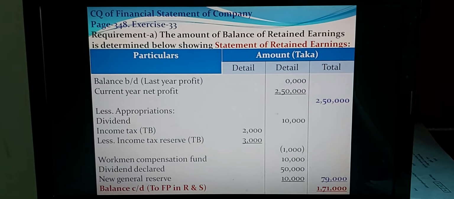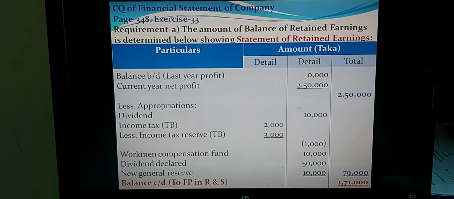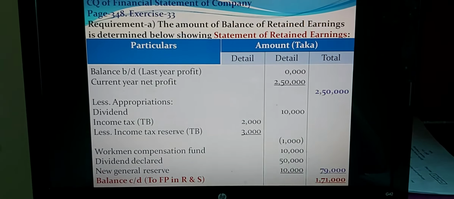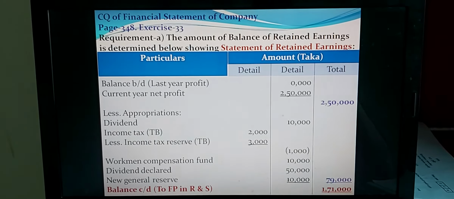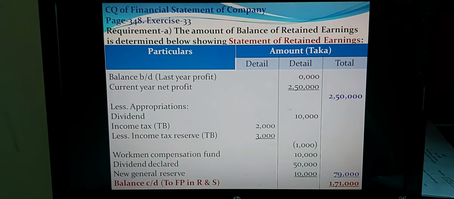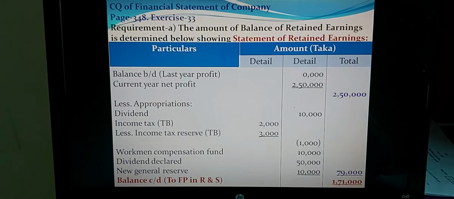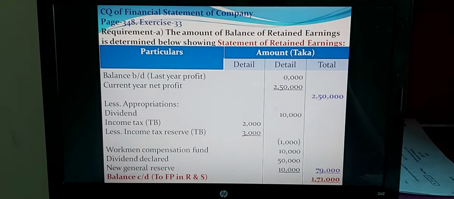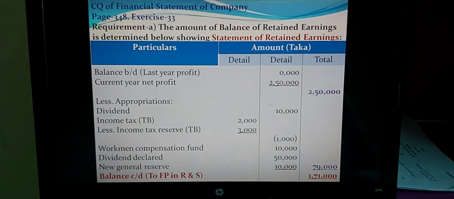Third one, workman compensation fund. It is from adjustment number 1. Some moments ago I have already said, when any kind of fund or reserve is created, then it is treated first as appropriations. So workmen compensation fund is treated as appropriations of retained earnings statement. Now you can write it in middle column taka 10,000.